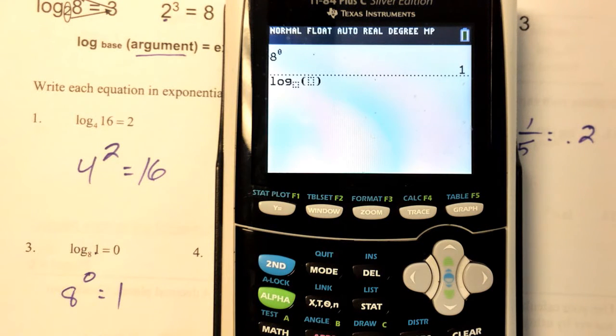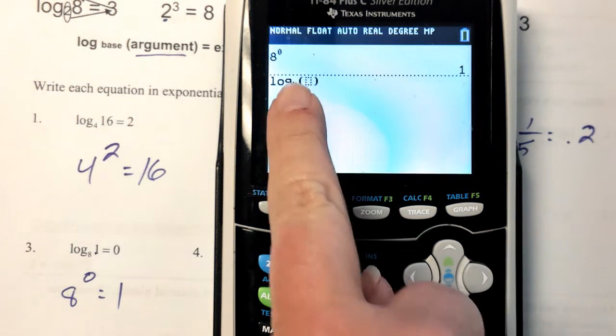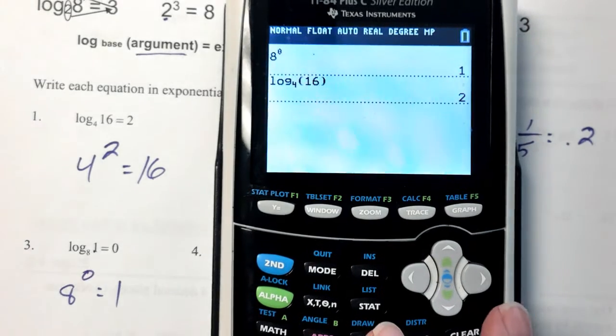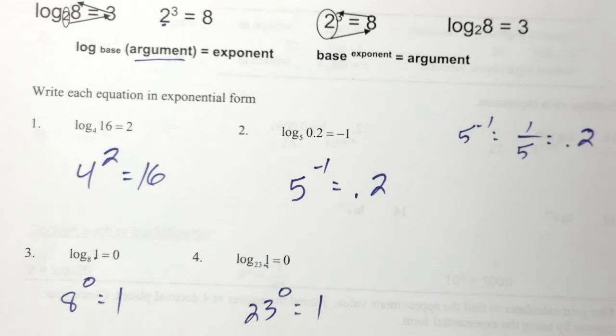And when you type log base, then you can fill in whatever number you want in the base position, and then arrow over and type in whatever you want in the argument position, and it will work it out for you. Okay, so that's a way, a little bit later, that you could check that.